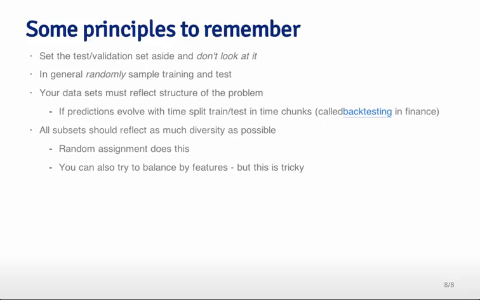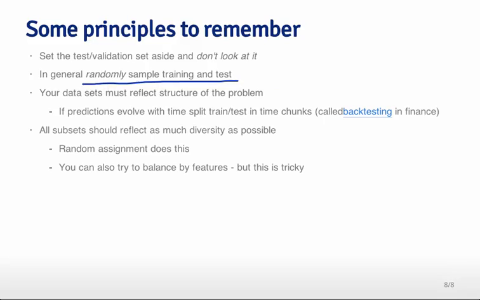So some principles to remember: the test set or the validation set should be set aside and never looked at when building your model. In other words, you need to have one data set which you apply only one model to only one time, and that data set should be completely independent of anything you use to build the prediction model. In general, you want to randomly sample the training and test set, and random might depend on the type of sampling that you want to do.